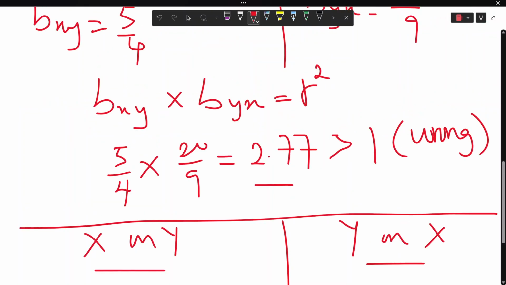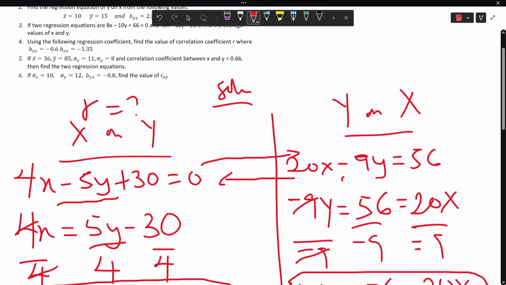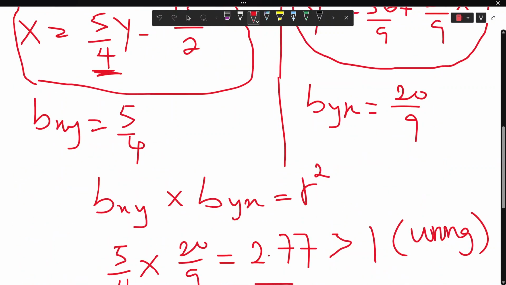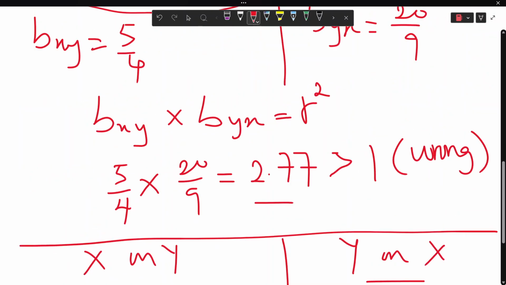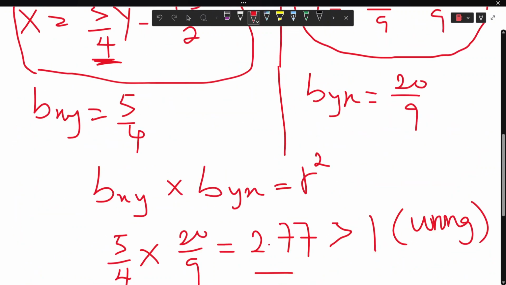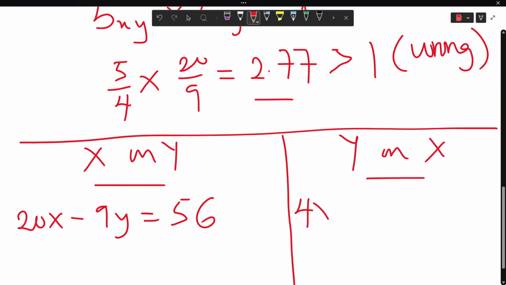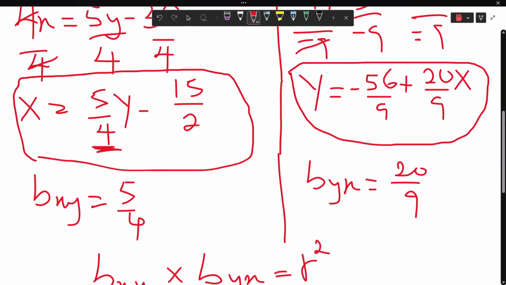All right. So now let's pick the y on x to be the x on y. So here was x on y and was the first equation. So x on y becomes this equation rather: 20x minus 9y is equal to 56. Then this equation rather becomes y on x, that's 4x minus 5y plus 30 is equal to 0. Now we have interchanged them.